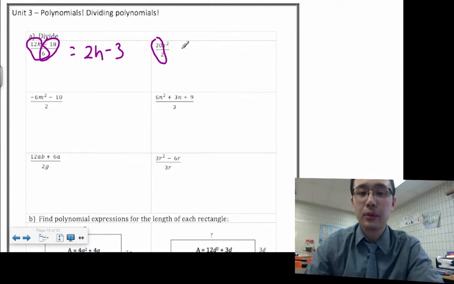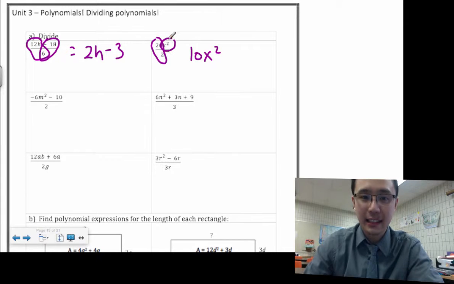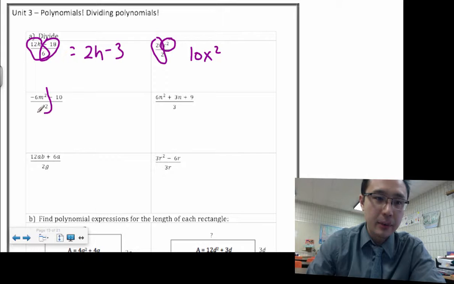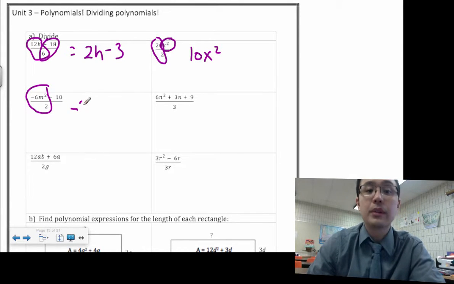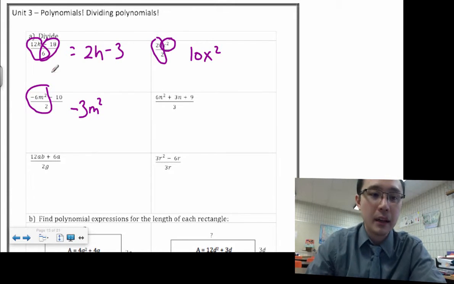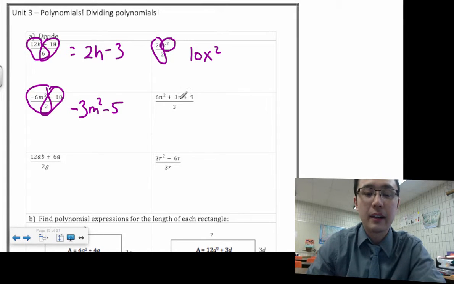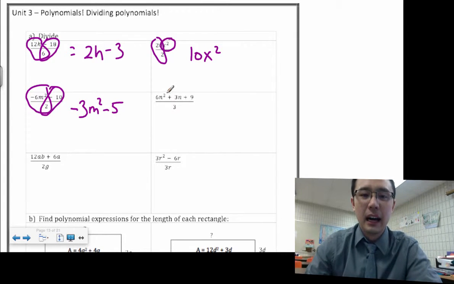20x squared divided by 2. 20 divided by 2 is 10x squared because x squared has nothing to divide, so it stays the same. Now you have this one, separate this. So negative divided by positive is negative. 6 divided by 2 is 3. M squared has nothing to divide it by, so it stays the same. Next one is going to be negative 10 and 2, so that's going to be negative 5. Getting the hang of this, eh?